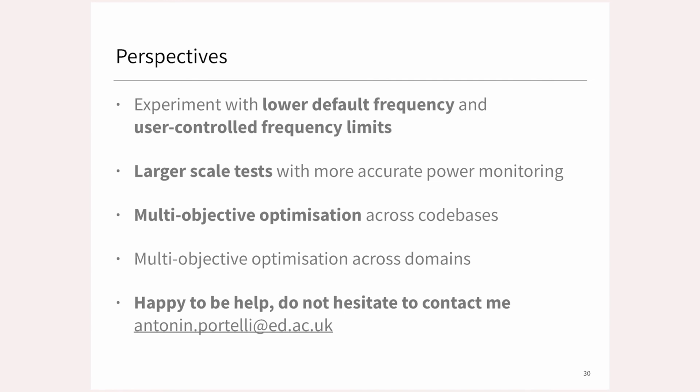Looking forward, what we're going to do, I was discussing that with Mark just before this workshop, is to experiment with lowering the default frequency. So by default, users will be imposed to work at a lower frequency, but also giving users control of frequency limits through Slurm scripts, for example. And so if they need to overclock the system, they still can go back to the maximum frequency. But I think just having a default lower frequency might already have a significant impact on the machine consumption.